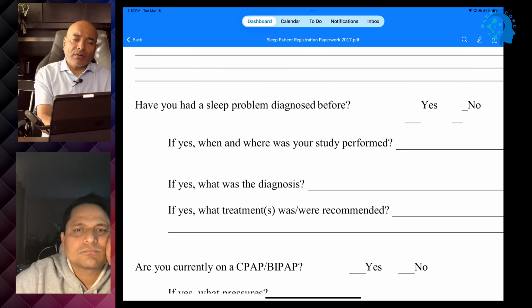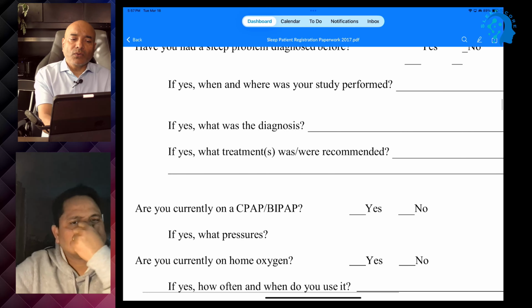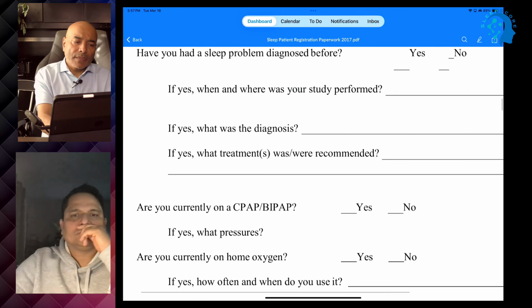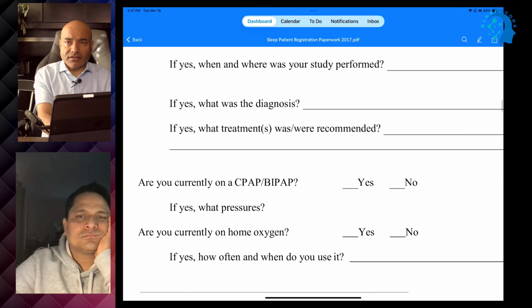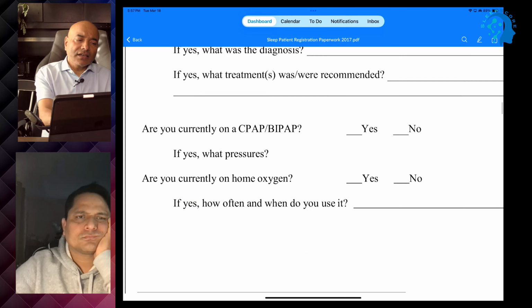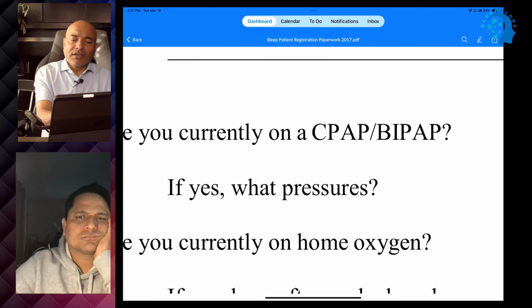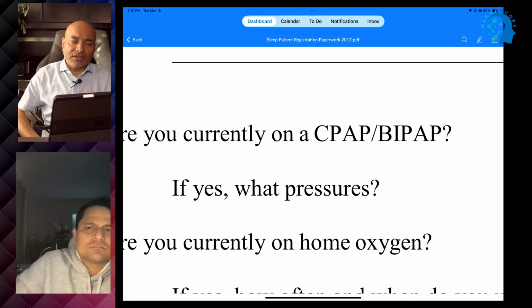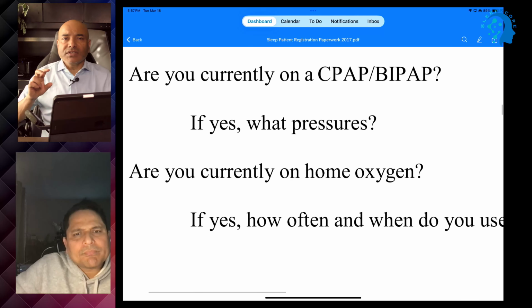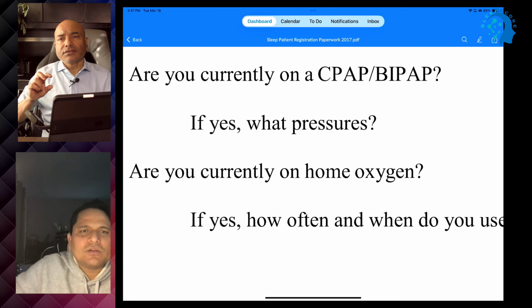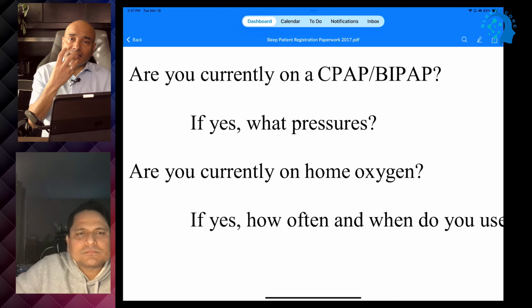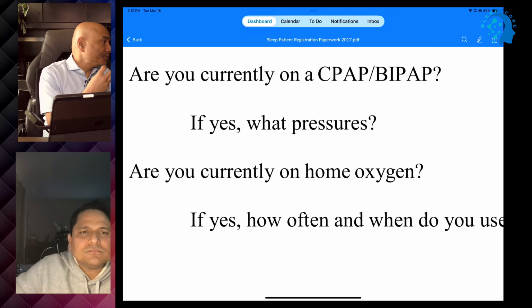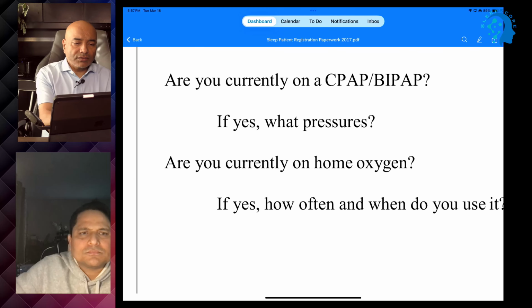Have you had a sleep problem diagnosed before? They will say yes or no. If yes, when? Where was the study performed? And if yes, what was the diagnosis? Did your doctor tell you that you have sleep apnea? Same thing here: are you currently on CPAP? Are you using the CPAP machine? Have you seen the CPAP machine yet? Maybe not. Okay. But you know what a CPAP mask is, right? Okay, I'll show you that one too.